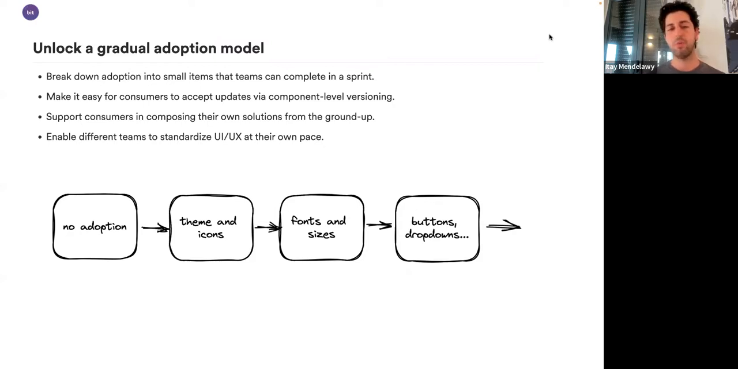So you can look at one team and say, with your team, maybe it's easier to start getting the theme and the icons implemented, and then go ahead and grab the grid system, fonts, and different sizes. And only then at the end, you can start building, or using the buttons, drop downs, footers, headers, and the more patterns that are part of that design system.